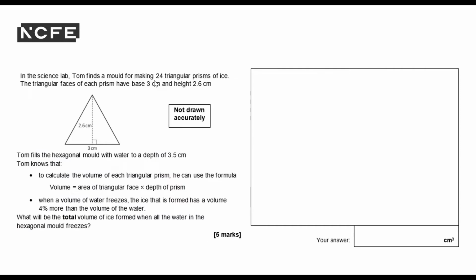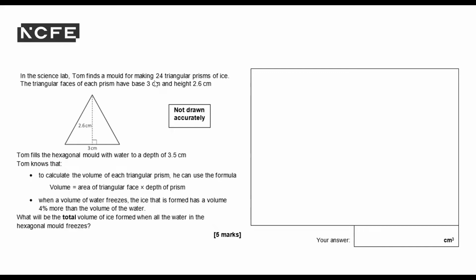In the science lab, Tom finds a mould for making 24 triangular prisms of ice. The triangular faces of each prism have base 3 centimeters and height 2.6 centimeters. Tom fills the hexagonal mould with water to a depth of 3.5 centimeters. Tom knows that to calculate the volume of each triangular prism, he can use the formula volume equals area of triangular face times depth of prism.